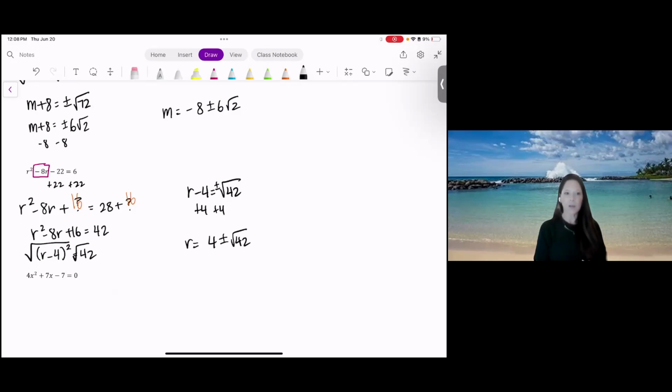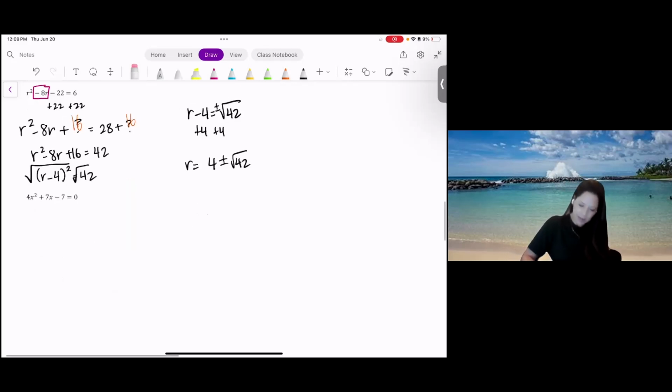Lastly, 4x squared plus 7x minus 7. I don't want to complete the square because I have a leading coefficient. I don't have a GCF I can factor. I don't want to try and factor this. I'm going to go ahead and use the quadratic formula. I'm going to identify that A is 4, B is 7, and C is negative 7.